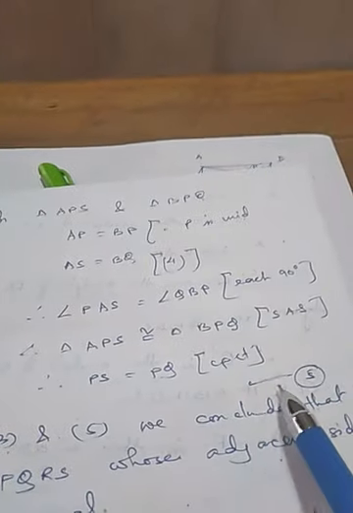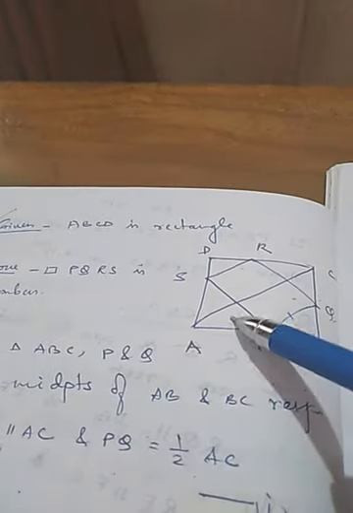Therefore these two triangles are congruent, so we can write that this side PS is equal to this side. And you know, in a parallelogram if adjacent sides are equal, that means all the sides are equal. So in that way we can write this parallelogram PQRS is a rhombus. So question number 3 is finished.